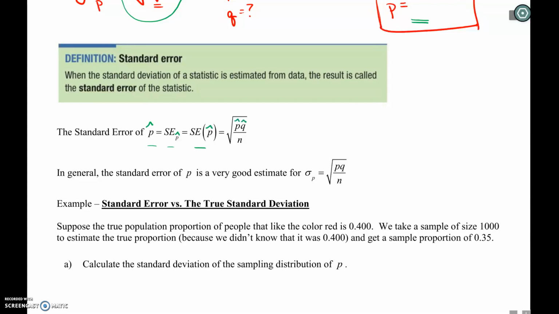for some reason this isn't showing up. It should show up in your notes, but the hats aren't showing up on my document. It's basically the square root of your sample proportion times 1 minus your sample proportion, all over n. In general, the standard error of p hat is a very good estimate for the standard deviation of p hat. So this is a good estimator for that.